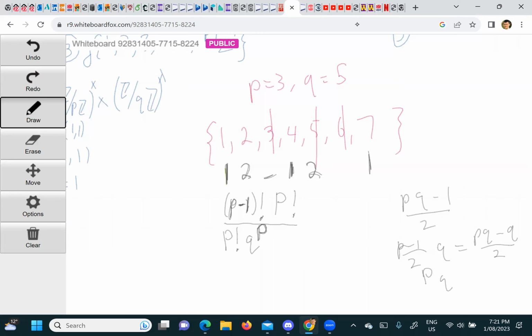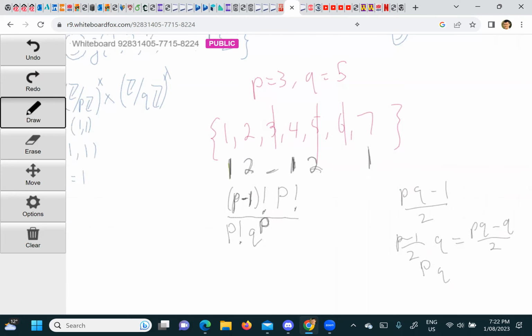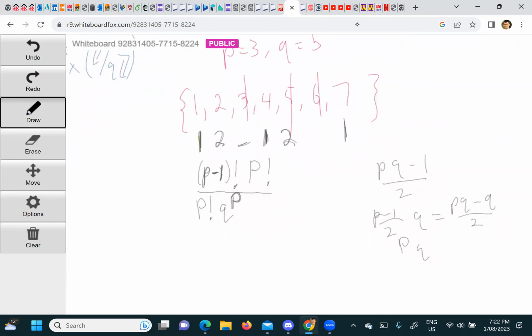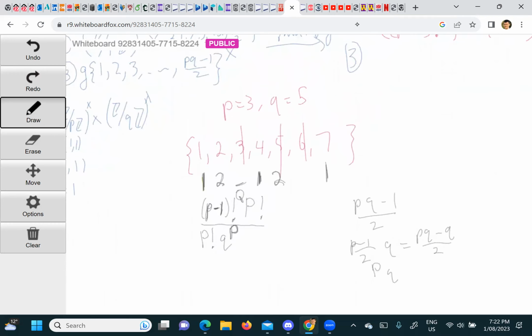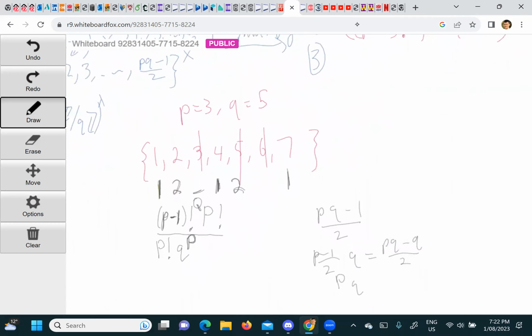And how many multiples of q are there? Well, there's capital P. How many multiples of p are there? There's capital Q. So that's why p minus 1 factorial is to the power of capital Q, and the big P factorial is cancelled. You might have to watch the recording because we were going through this quite fast.